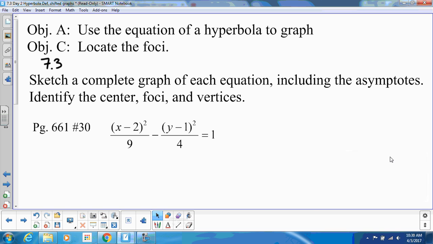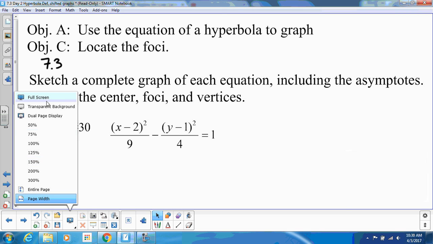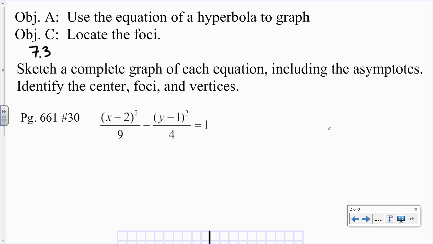The second day of 7.3. Okay. So this is a hyperbola that we're going to graph where the center is not at 0, 0.